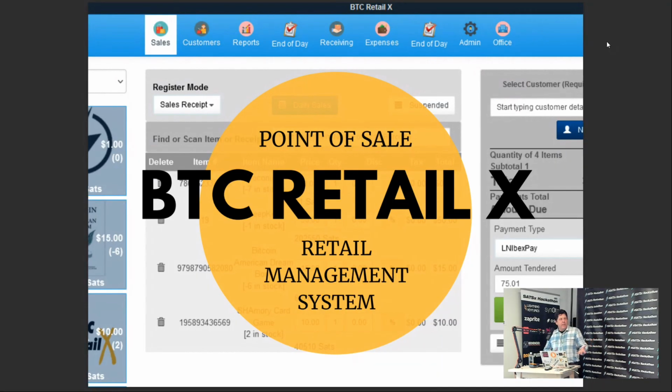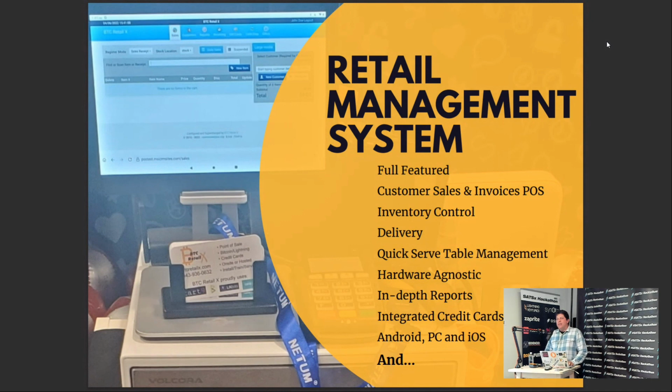Today I'm going to be doing a product announcement for BTC Retail X. What we're going to explore is the system of a point of sale, as well as some of the back-end retail management, and then what I did for Bitcoin to integrate that functionality into it. Some people will say that a point of sale is just a way to take money at a register. But traditionally in the corporate world, point of sale is much broader. It's actually what I would term a retail management system.